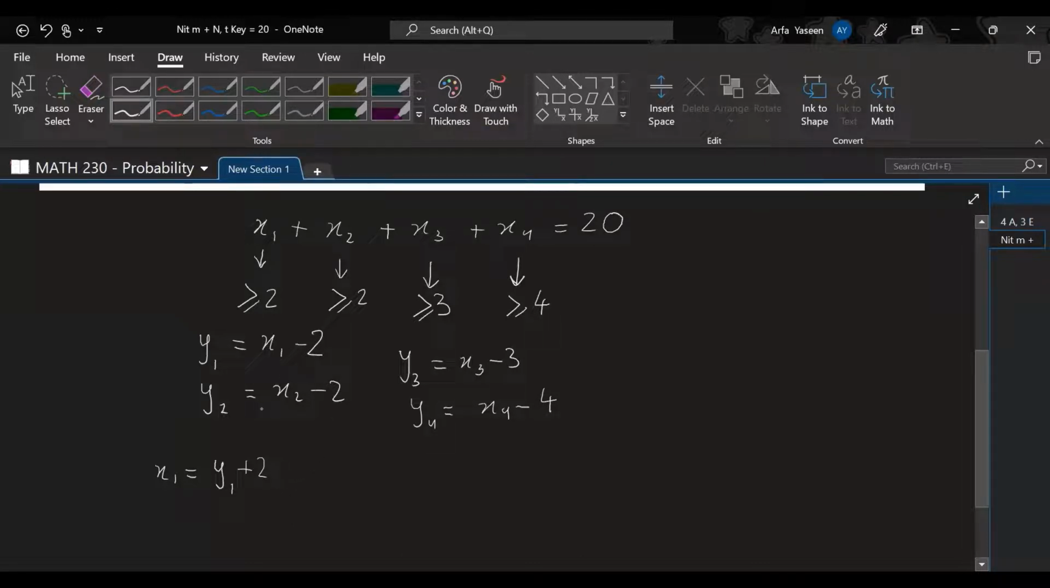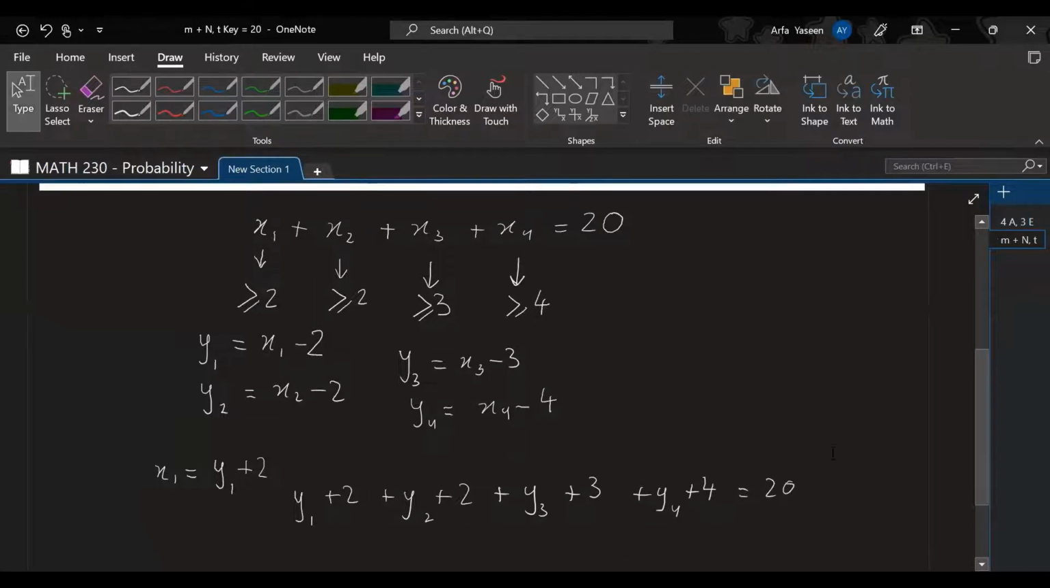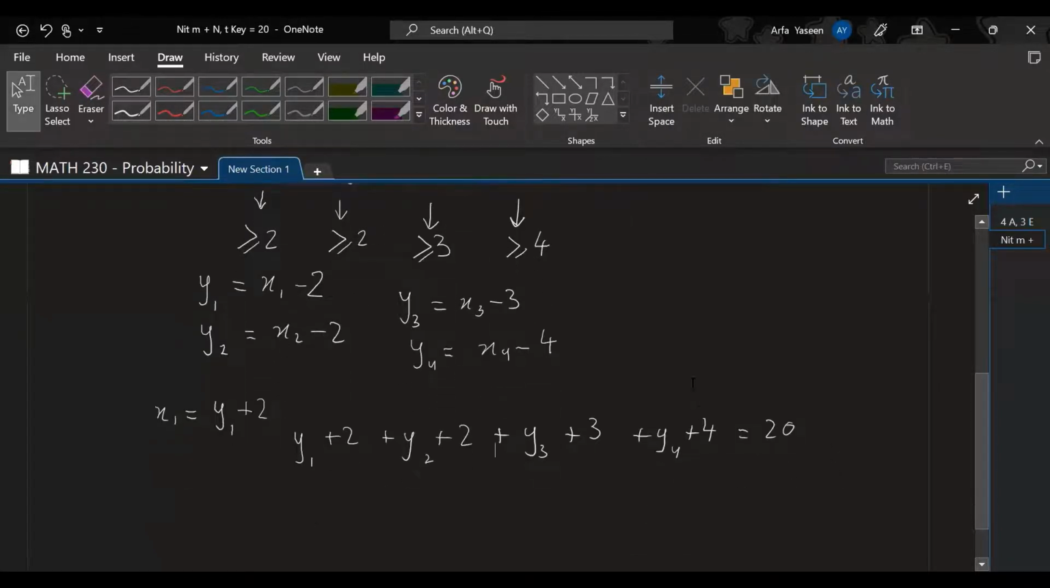We will substitute these y's into our equations, and the equation would be this. In this way, we don't have to account for these restrictions.